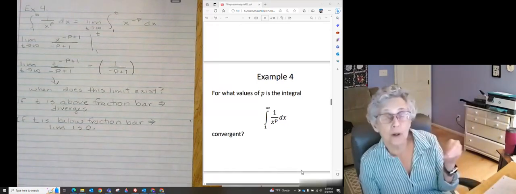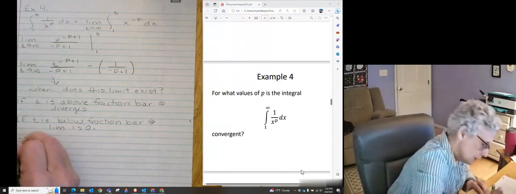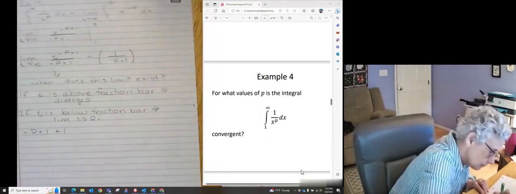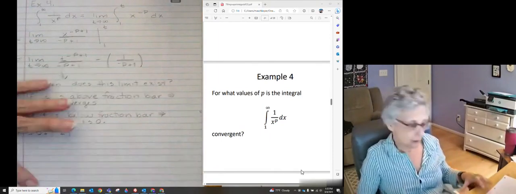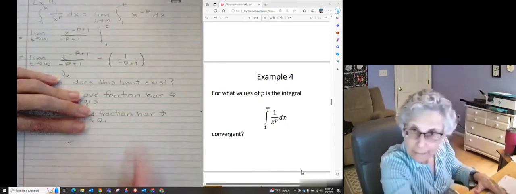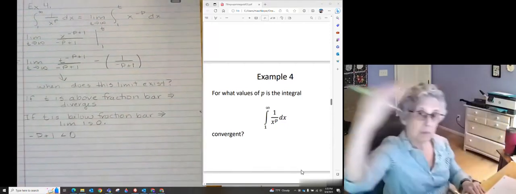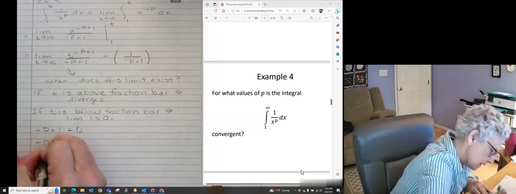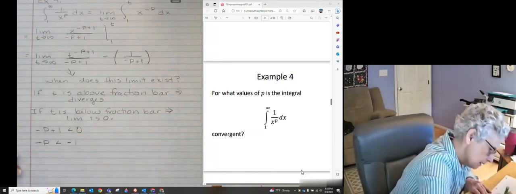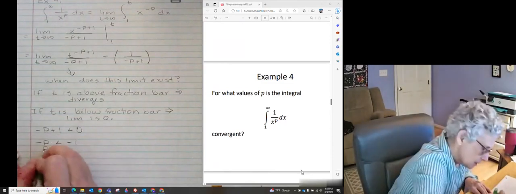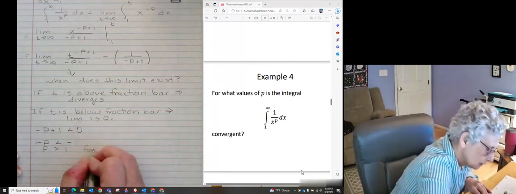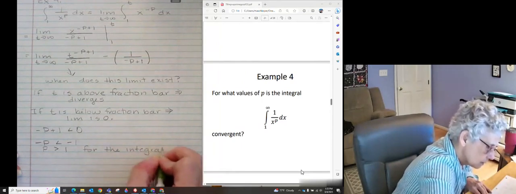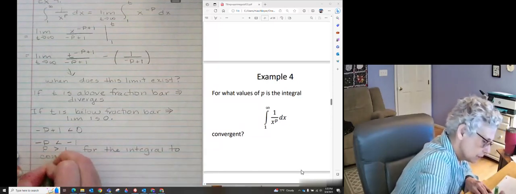So, in order for it to be below the fraction bar, negative p plus 1 needs to be less than 0, not 1. Because if it's positive, it lives above the fraction bar. If it's negative, it lives below the fraction bar. So, negative p is less than negative 1. So p needs to be greater than 1 for the integral to converge.